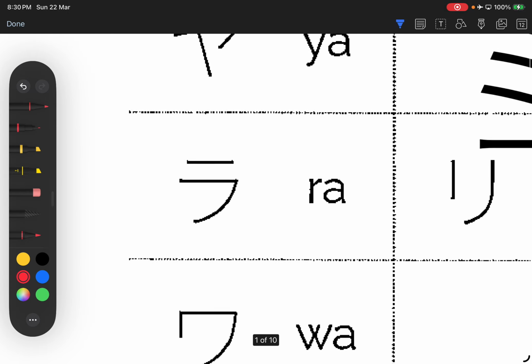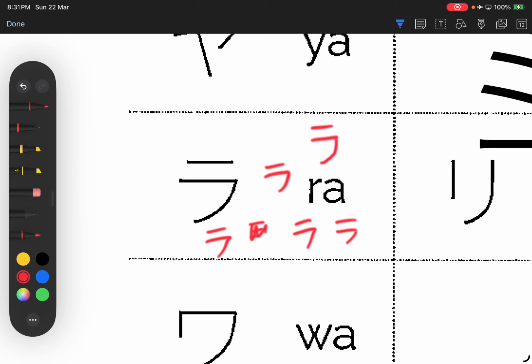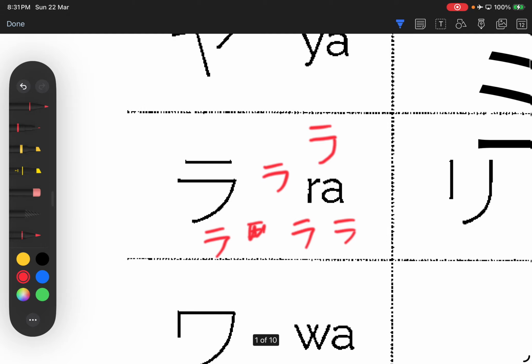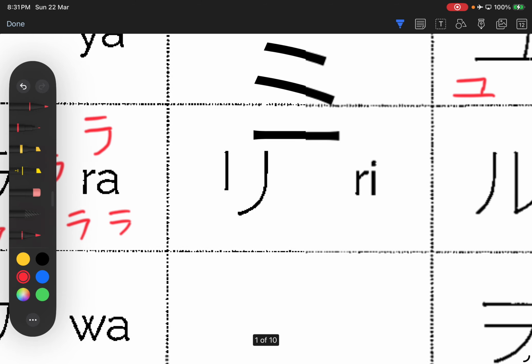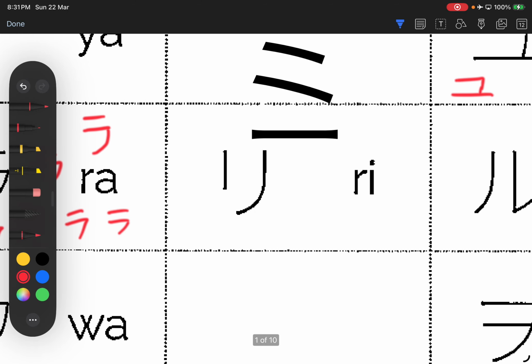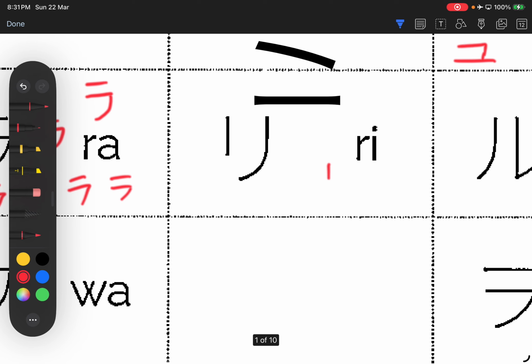Okay, next we have the ra. So this one is 2 horizontal strokes. Then you draw one more curved stroke down. So ra. Okay, next we have the ri. 1, 2, right? 1, 2. No hook up. There's no hook.